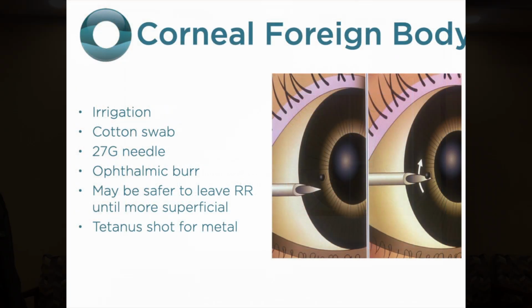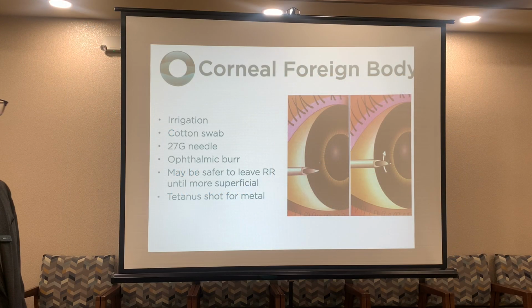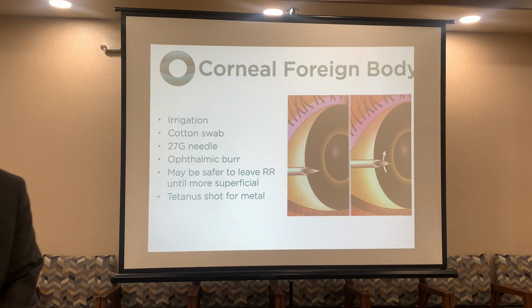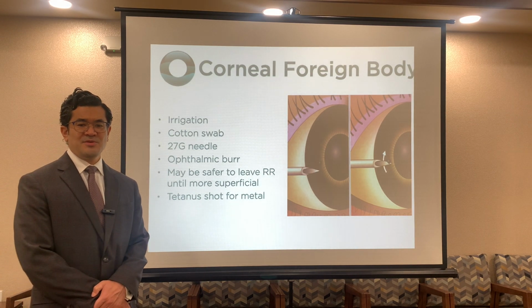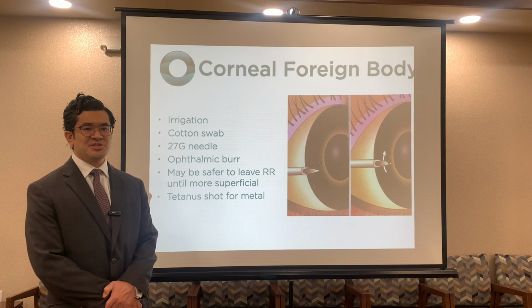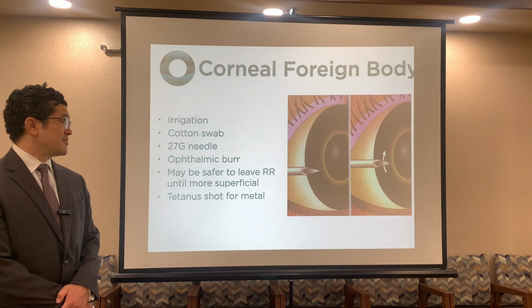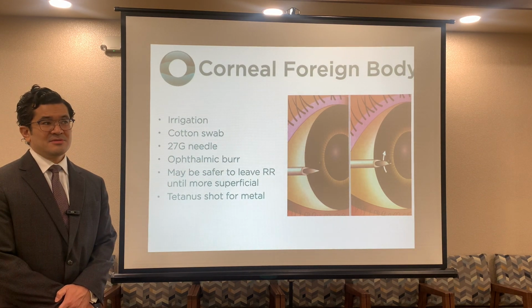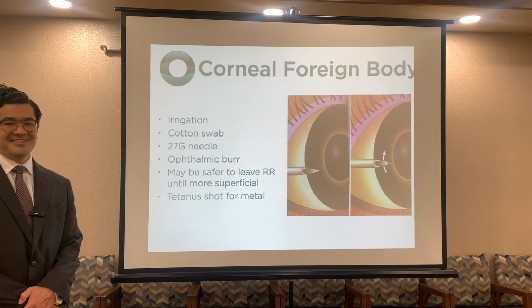If you look at textbooks, you can use a 27 or a 25 gauge needle, from an angle, to flip the foreign body right out of the cornea where it is embedded. Sometimes, if it is a metallic foreign body, you also have to use a burr or brush to brush away any little metallic fragments so it doesn't rust. Also, we always have to remember about tetanus. If it's metal, make sure that's updated.